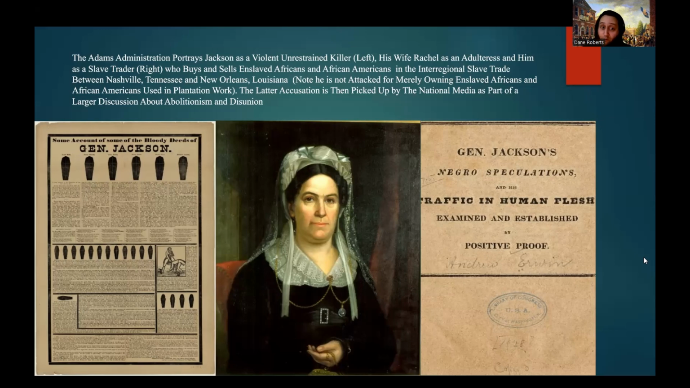Louisiana. It's very important to note when mentioning this that he was not attacked for merely owning enslaved Africans and African Americans for the use of work in plantations. He was accused of selling enslaved Africans and African Americans across state lines. He was not vilified for being an enslaver in any way in this instance. That being said, this accusation would then be picked up by the national media as part of a larger discussion about abolitionism and disunion.